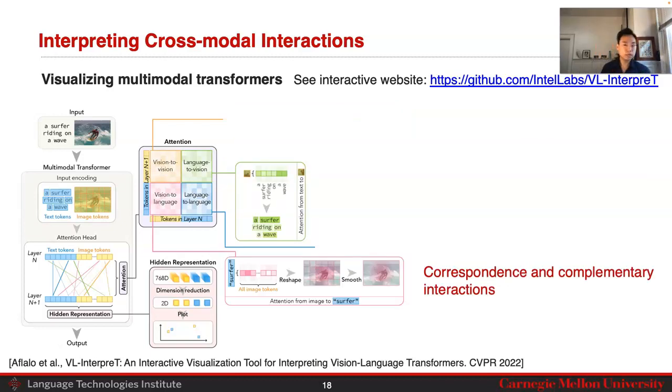You can also go deeper and look at the other two parts, which are your cross attentions, your vision to language attention and your language to vision attention. And then you can go deeper and start seeing that if you take the attention from image to the word surfer, you are highlighting the surfer. So this highlights the correspondence and complementary interactions across image and text. So again, there's this cool interactive website that you can check out if you want to play around with these models, interpretation methods.